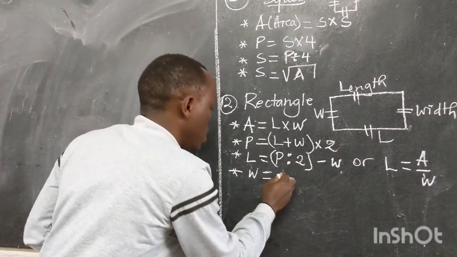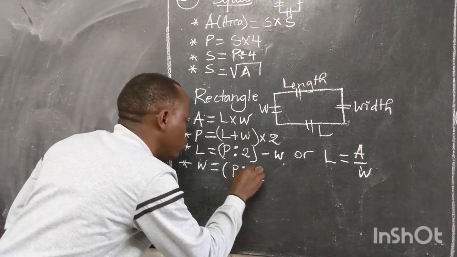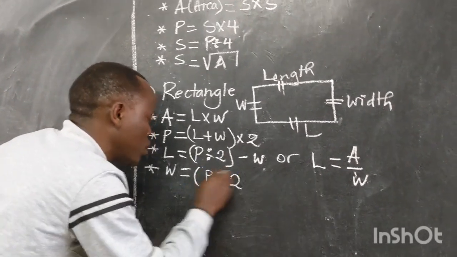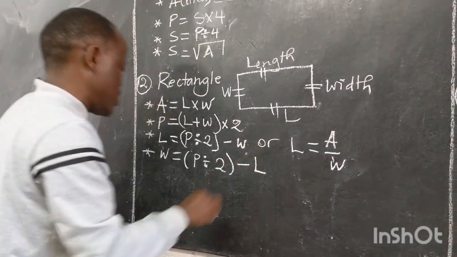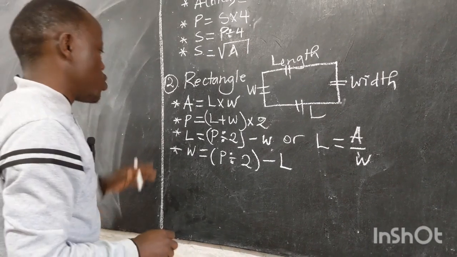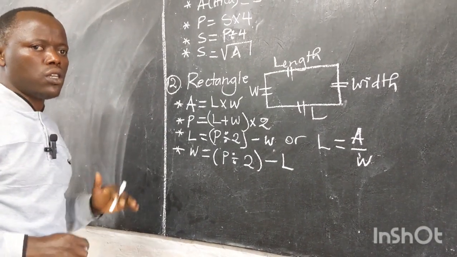Let's look at width. Width is also equal to perimeter divided by 2 minus length. So those are 2 main formulas that we can use when we are finding it.